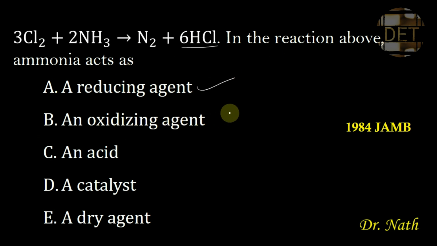Is it an oxidizing agent? No. Is it an acid? No. Does it act as a catalyst? No. Does it act as a drying agent? No. So in the reaction above, ammonia acts as a reducing agent. This is the correct answer to this question. It is acting as a reducing agent because it adds hydrogen to the chlorine to form hydrogen chloride.